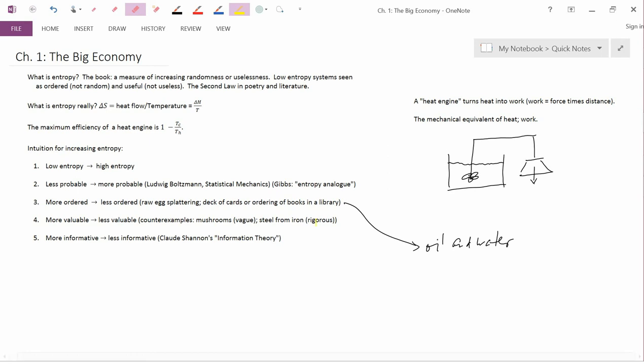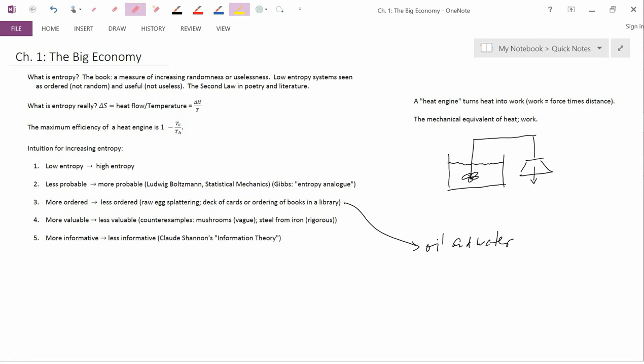If you want to use a rigorous definition, then there are also counterexamples. Steel comes from iron by adding impurities to the iron. So that would be increasing the entropy in the iron, but also increasing its value. So if you use the vague notion of what entropy is, and if you use a scientifically rigorous notion of what entropy is, the notion that the second law of thermodynamics says that you're going from more valuable to less valuable things doesn't hold up.